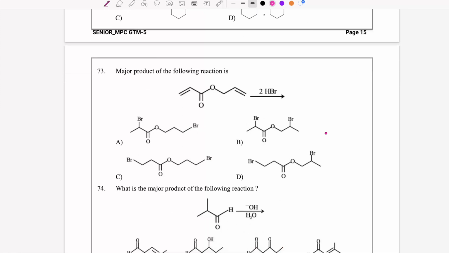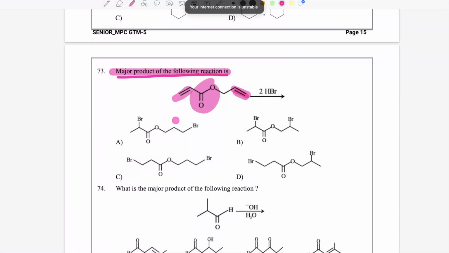So we will move to the major product in the following reaction. The major product for this reaction is what? Right? So the major product in the following reaction. We have got an alkene group as well as an ester group inside it. Two moles of HBr will be attacking on the ester and alkene groups.